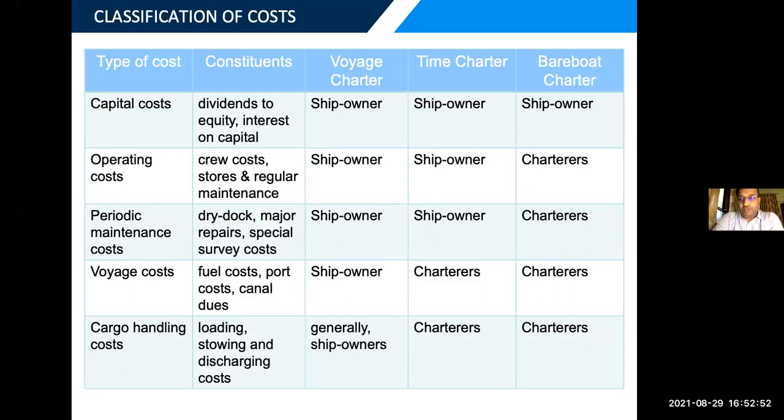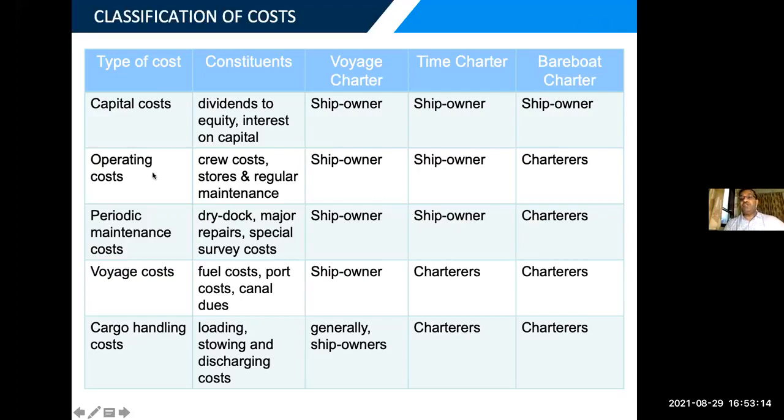That is capital cost. What is capital cost? Dividends to equity, interest on capital. Capital cost, whoever has bought the ship, he will incur this cost. There is no doubt about it. Am I right? So whether it is voyage charter, time charter, or bareboat charter, all this cost will be borne by the ship owner.